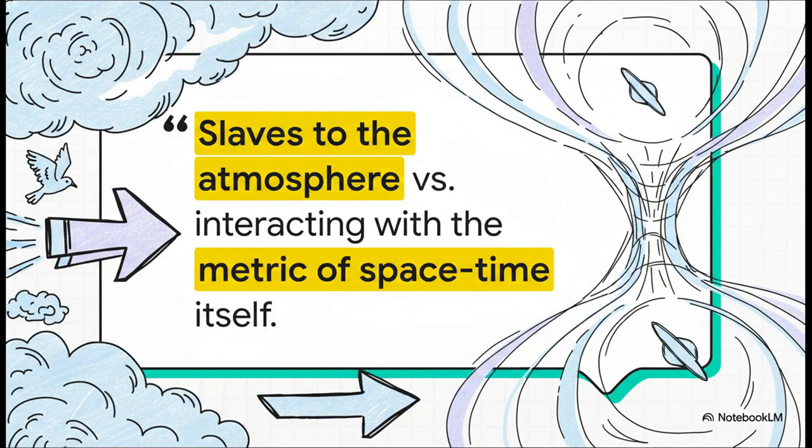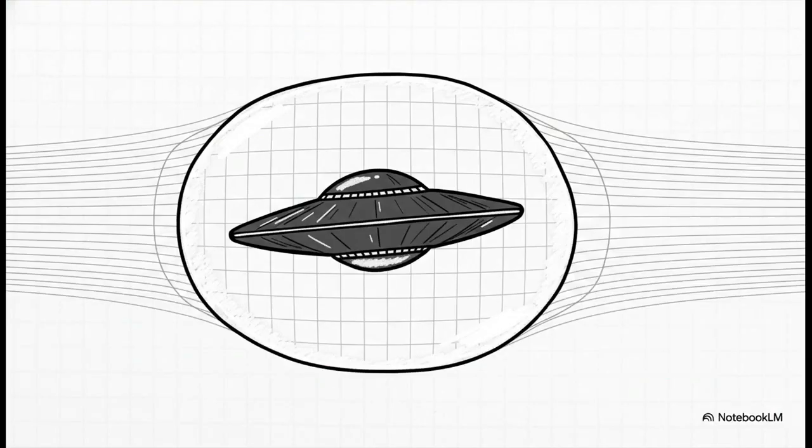And here's the bottom line. Our technology and everything in nature on Earth are basically slaves to the atmosphere. We have to push against a medium, like air or water, to move. But what these 10 observables strongly suggest is that UAPs don't push against a medium at all. They seem to interact directly with the fabric of space-time itself. Which leads us to this final, really mind-bending concept, the inertia trap.